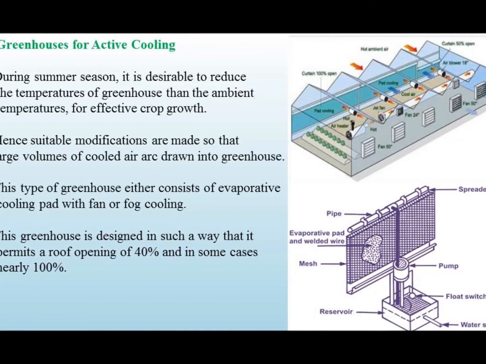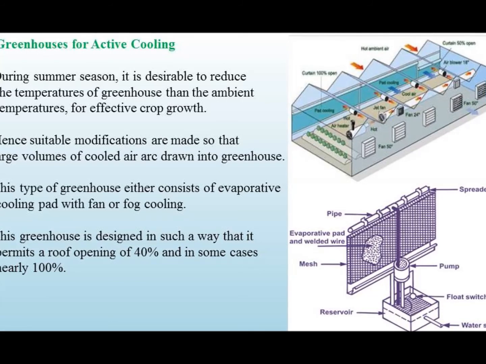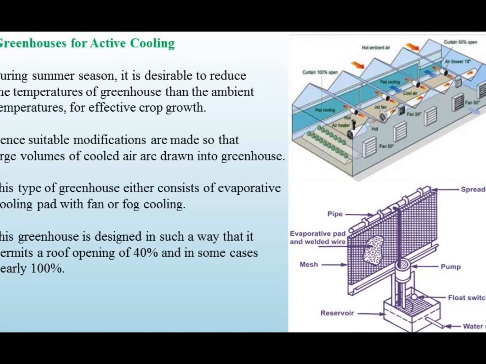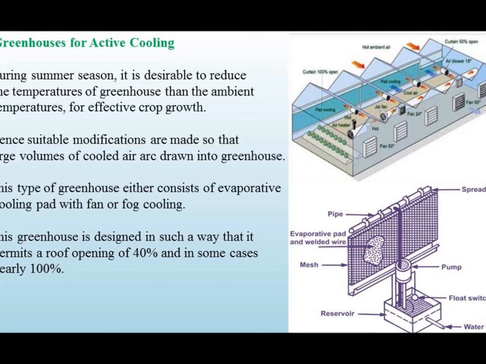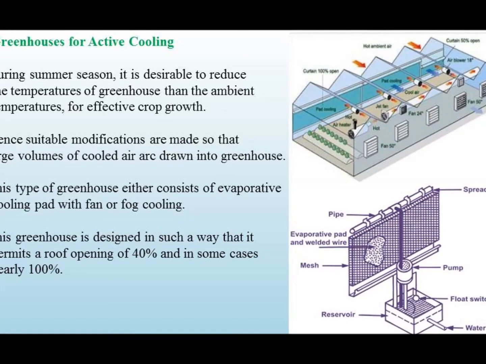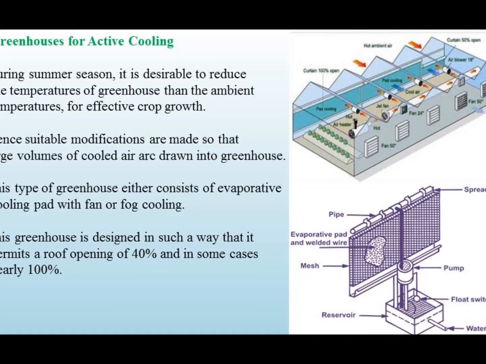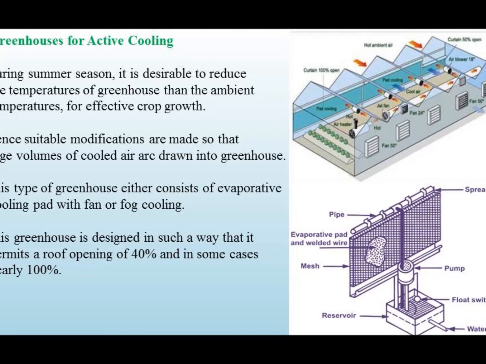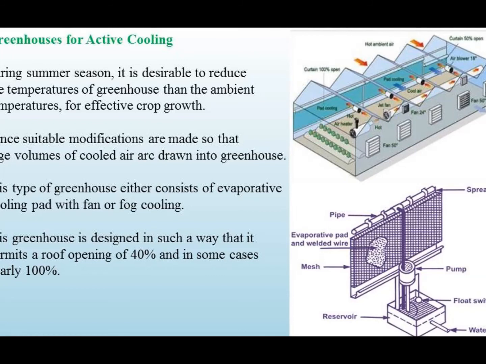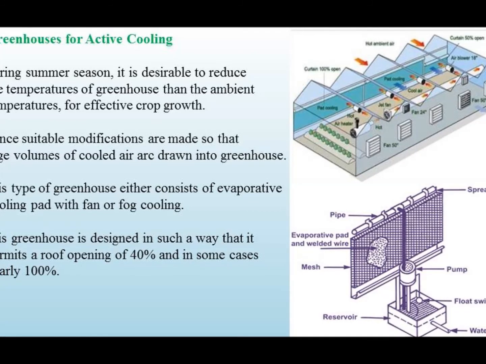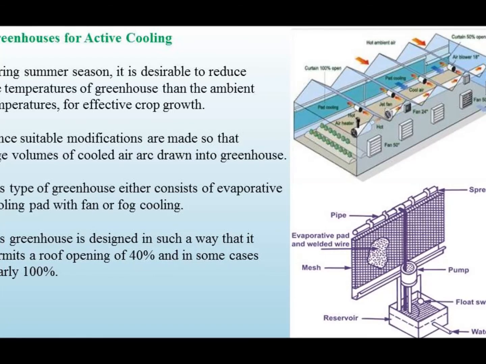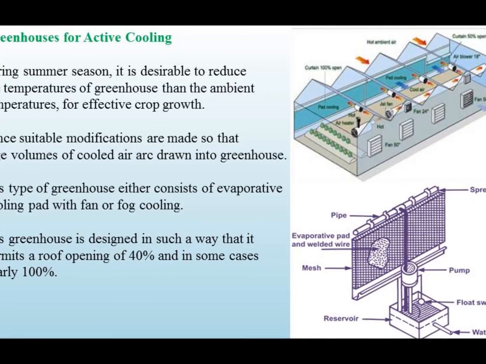Otherwise, greenhouses are designed in such a way that they permit a roof opening of about 40%, and in some cases it should be nearly 100%. Due to the opening of the roof or vent, the hot air exhausts outside the polyhouse and it helps to lower the temperature inside the polyhouse.